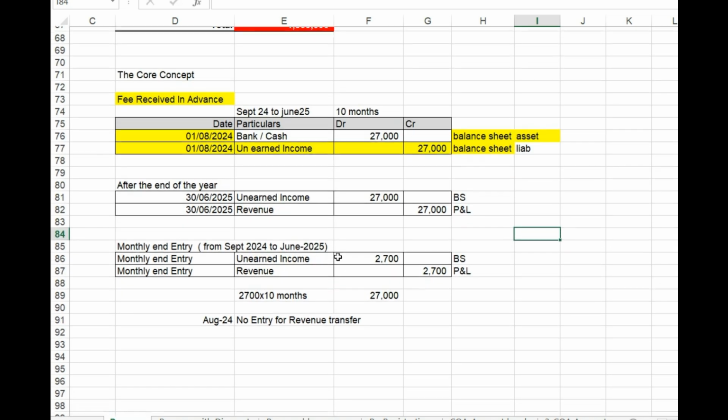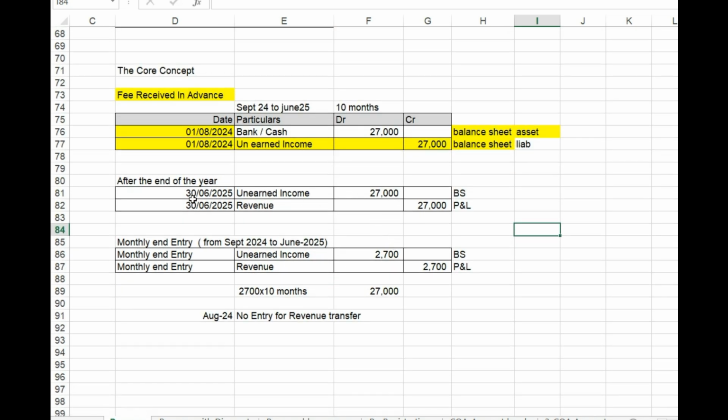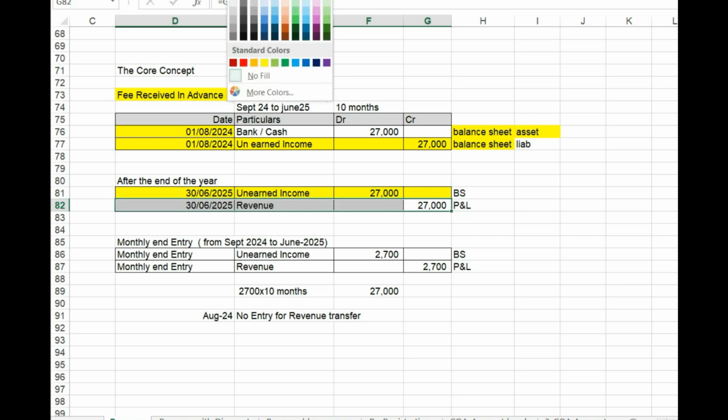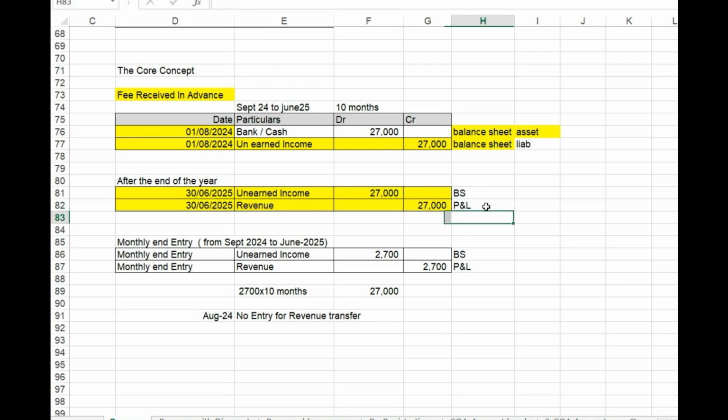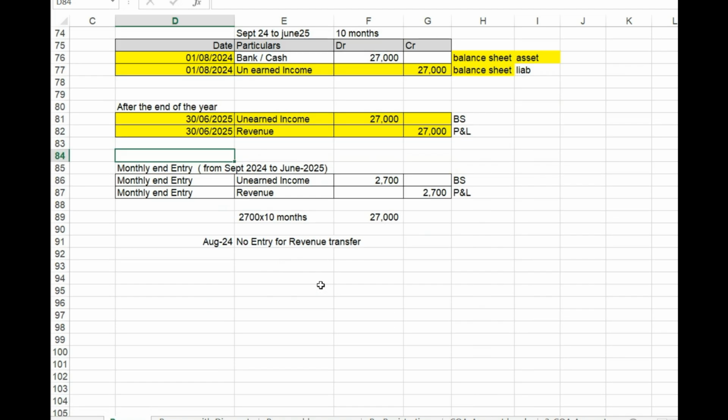At the end of the year, as at 30th of June 2025, your unearned income will be debited and all this amount will be recognized as your revenue or income. This will be shifted to profit and loss account. However, the monthly entries would be like this. Maybe this might be happening at the back end in your ERP system, but that is the concept behind it.